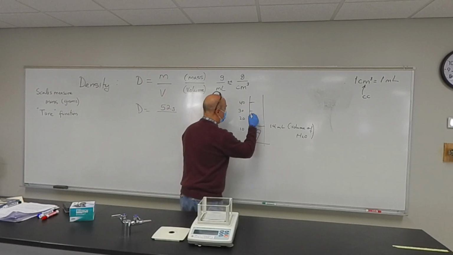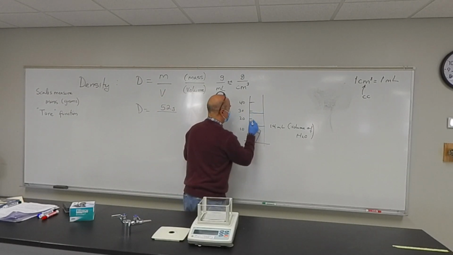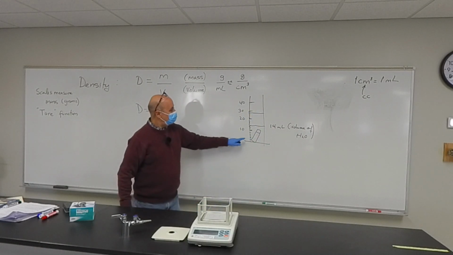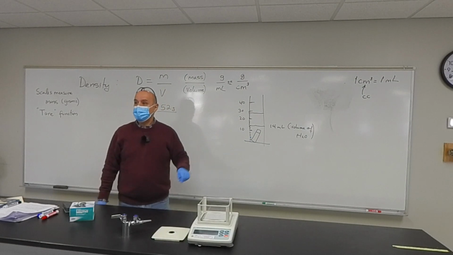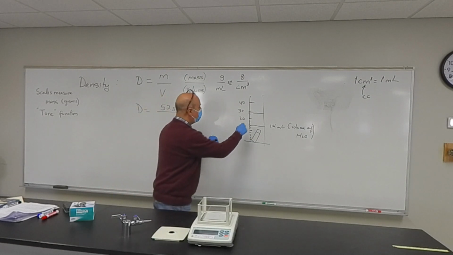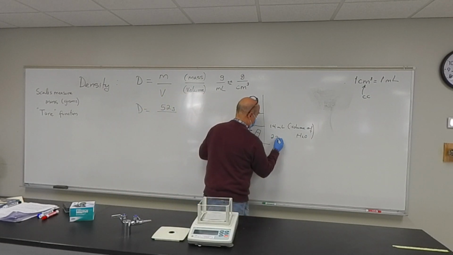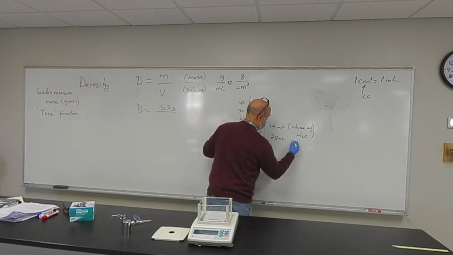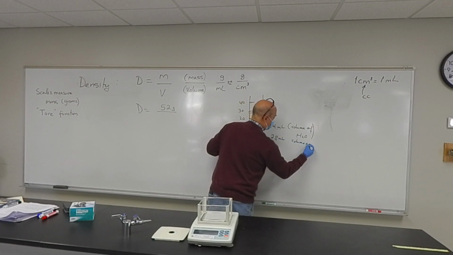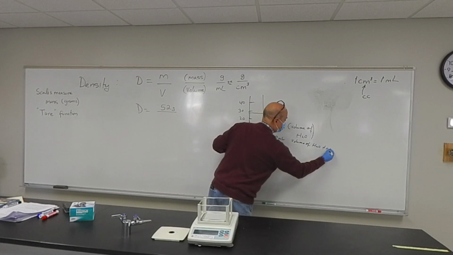And it's going to rise proportionally to the level occupied by the volume of the marker. So let's say that this goes up to 28 milliliters volume of H2O plus marker.